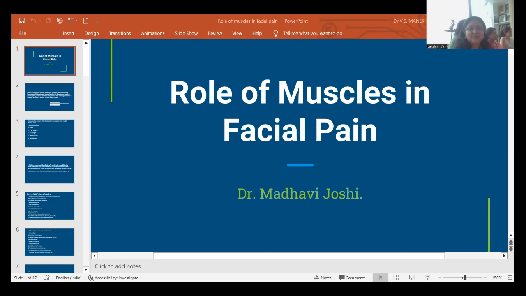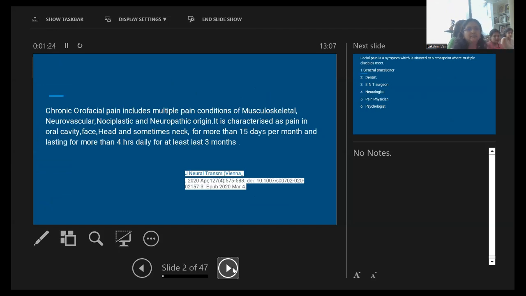So there is a role of muscles. So what is chronic orofacial pain? Chronic orofacial pain includes multiple pain conditions of musculoskeletal, neurovascular, nociplastic, and neuropathic origin.